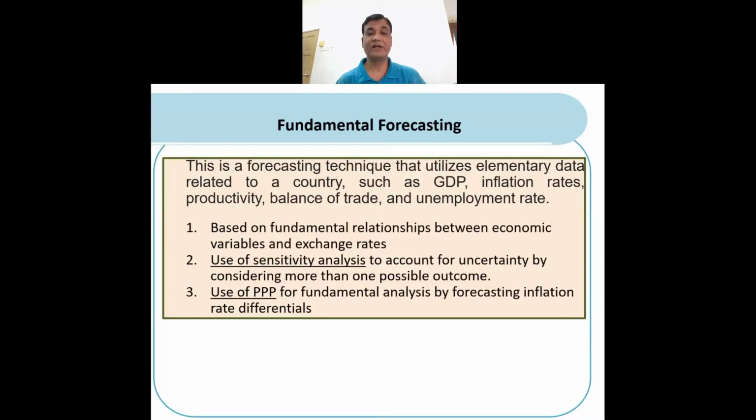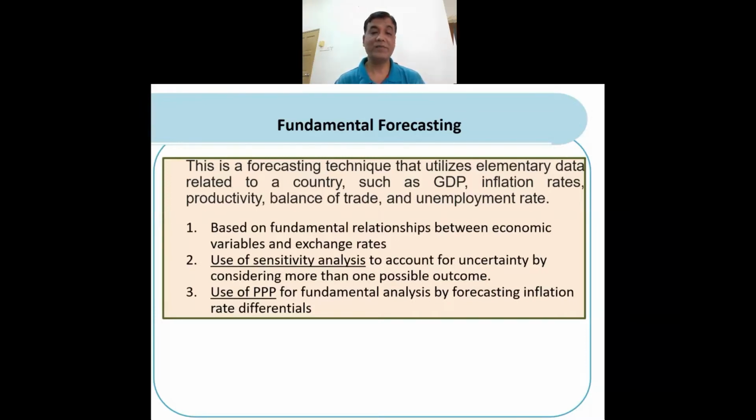All right. So fundamental analysis is, as it is known, fundamental. We use all the fundamental factors and issues, and then use them to forecast the exchange rate. So this one can be used for long term. Technical forecasting can be used only for short term, but this one can even be used for long term. It is based on the fundamental relationship between economic variables and exchange rates. So you are looking at different economic variables. And here we do not just establish a trend or pattern by looking at past price and volume.